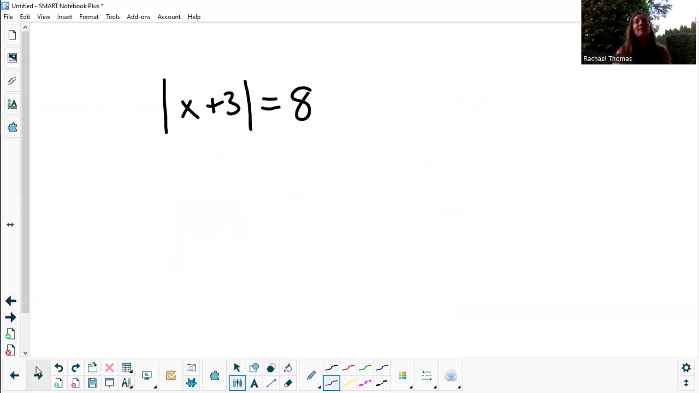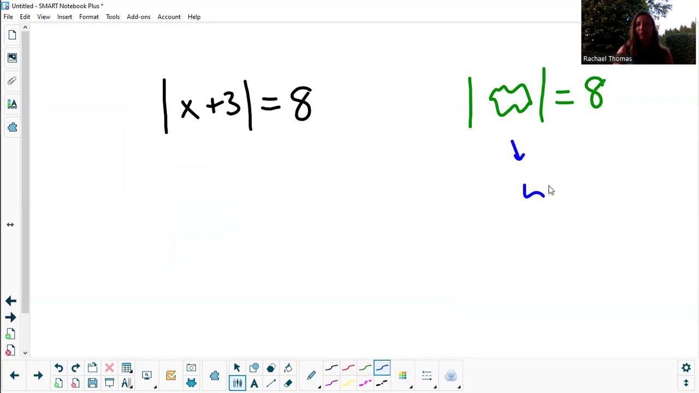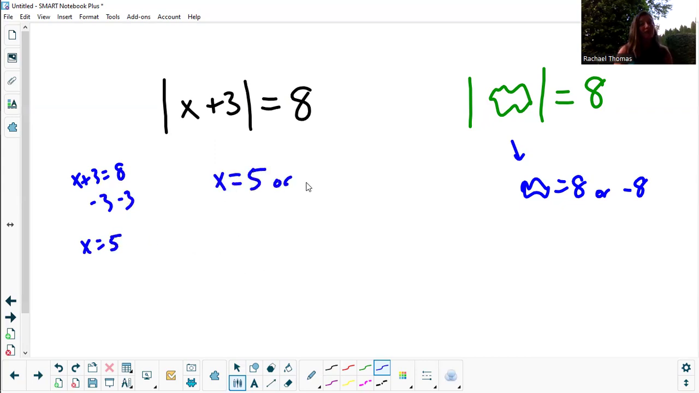Okay, so now what happens when the stuff that's inside the absolute value is more complex than just x? If I had said the absolute value of, I'm going to come up with another symbol or variable. I'm just going to say blob. If I say the absolute value of blob equals 8, based on what I did in that last page, I know that blob could be 8 or -8. So does that mean that x here, let's see if I solve this, x plus 3 equals 8, x equals 5. Does that mean that x could equal 5 or -5?